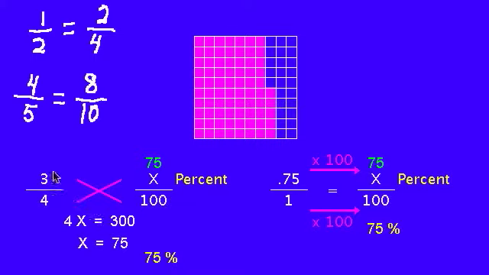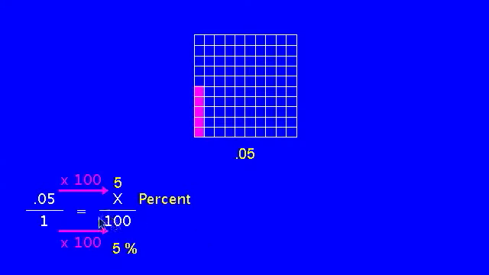And another way is to convert the fraction to a decimal by dividing the numerator by the denominator. 3 divided by 4 is 0.75. So if you put that over 1, then the equivalent fraction is straightforward. Times 100 here, times 100 here, which means moving the decimal point 2 places to the right. As we've just seen, you can convert any decimal to a percent by putting it over 1. So that tells you to multiply by 100, which means moving the decimal point 2 places to the right.